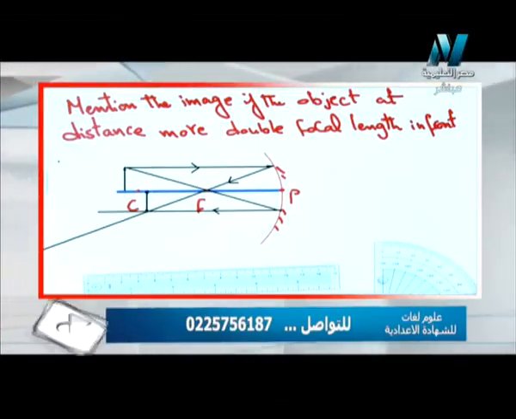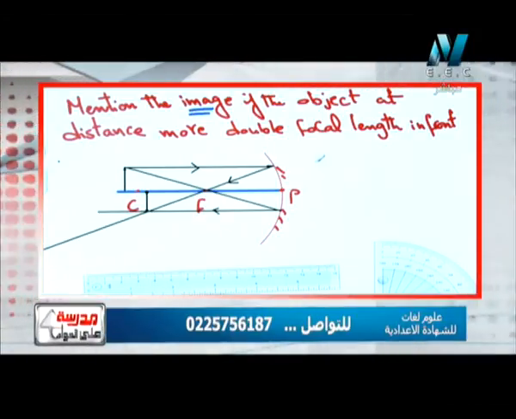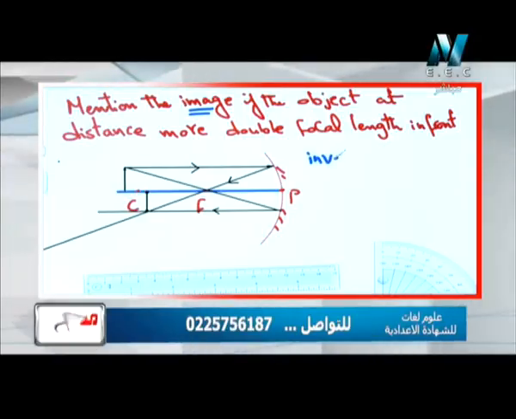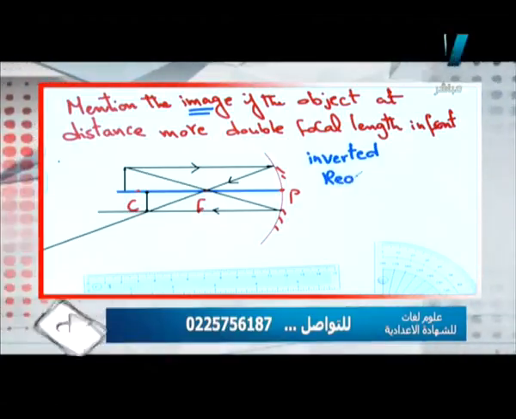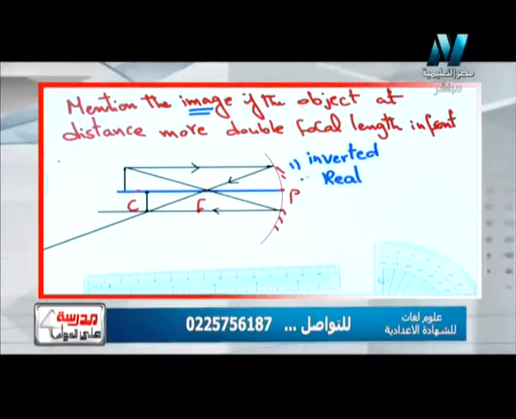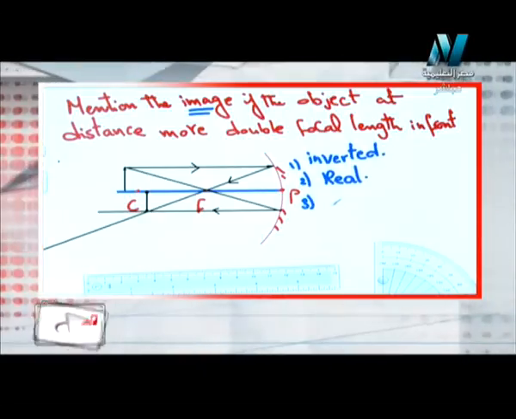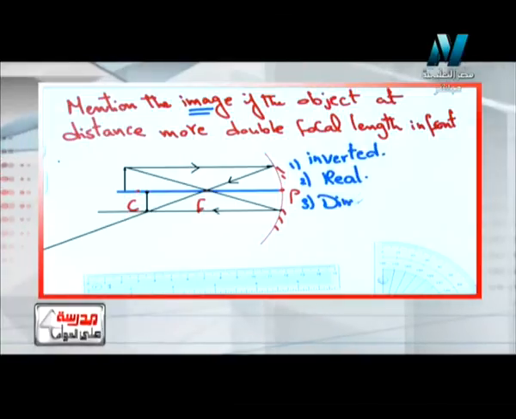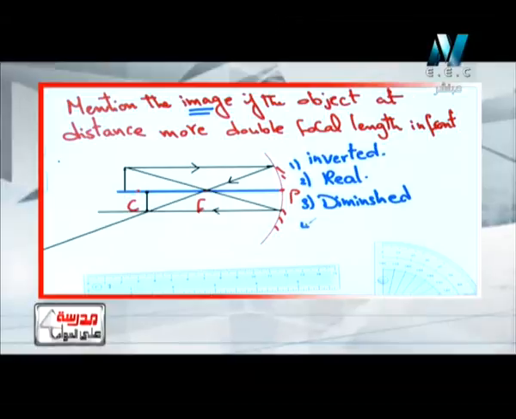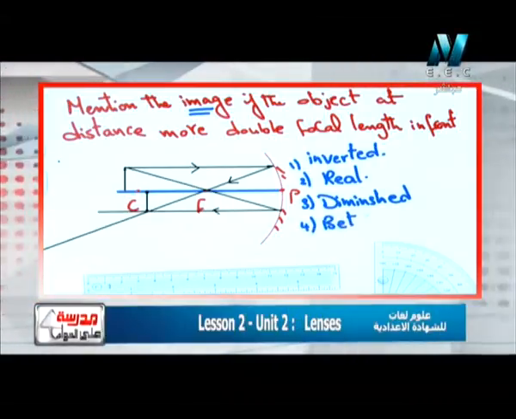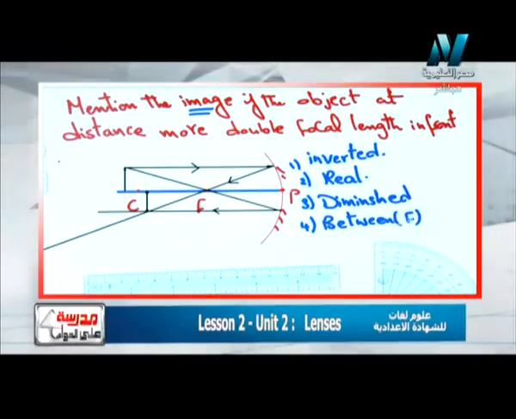So here, how can we mention the properties of the image? The image is inverted, real, because it can be received on a screen as we studied at the beginning of our episode today, and at the same time diminished, يعني مصغر. Between what and what? Between the focus F and the center of curvature.